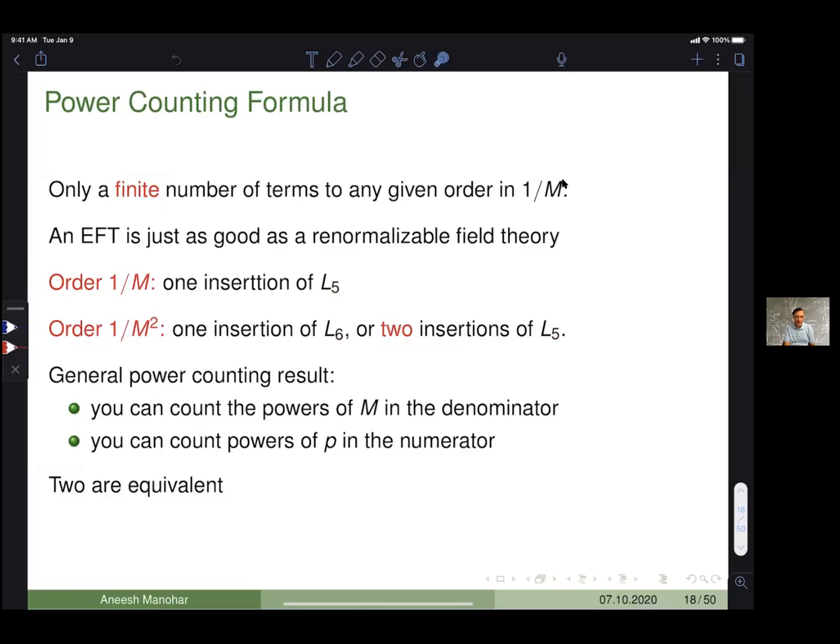Here I'm counting powers of m in the denominator. In the chiral case, Weinberg counted powers of p in the numerator, but by dimensional analysis, the two are related. So you can go from one to the other.